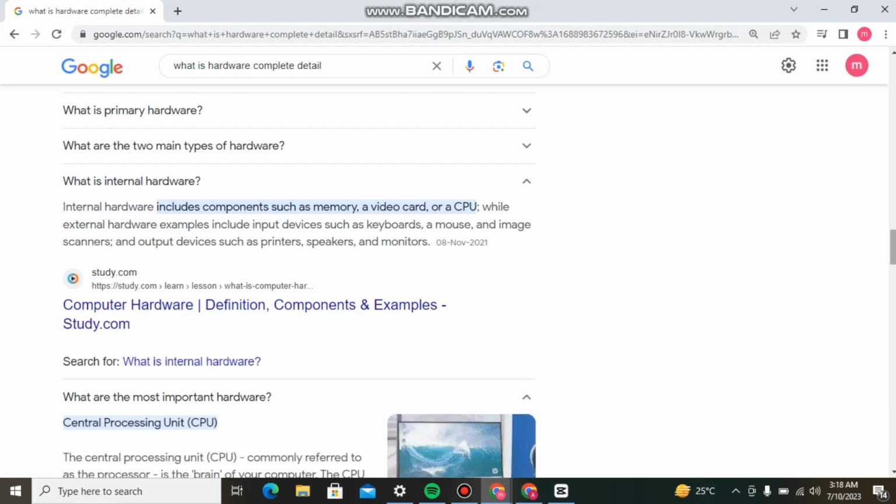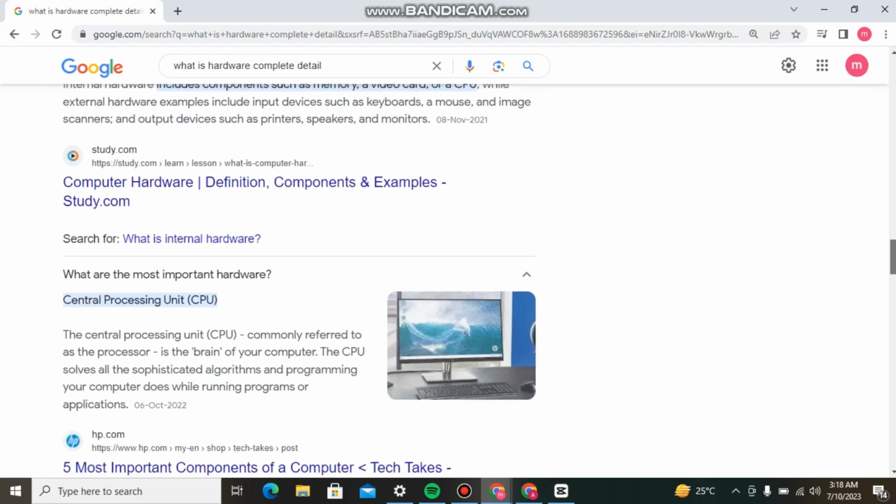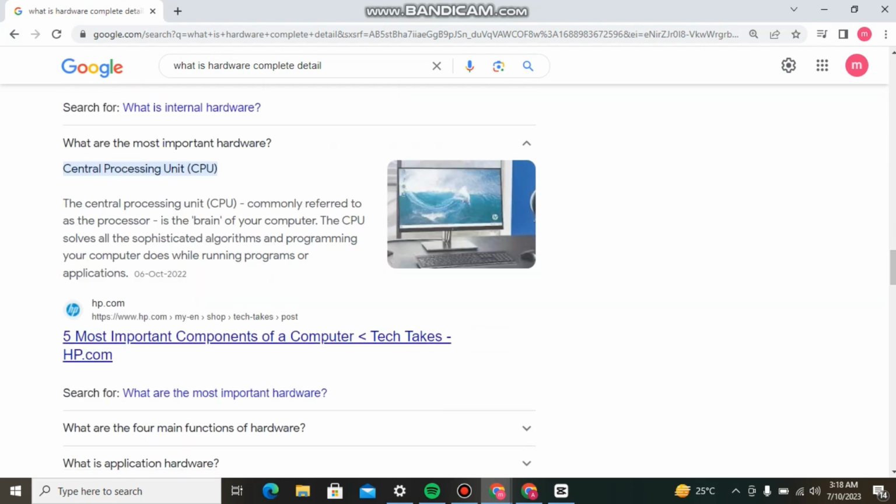What are the important hardware? Which hardware is important to run a computer? So, central processing unit. The central processing unit, commonly referred to as a processor, is the brain of your computer. The CPU solves the algorithms and programming your computer does while running applications.